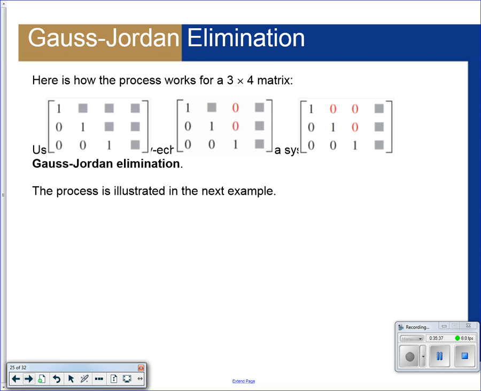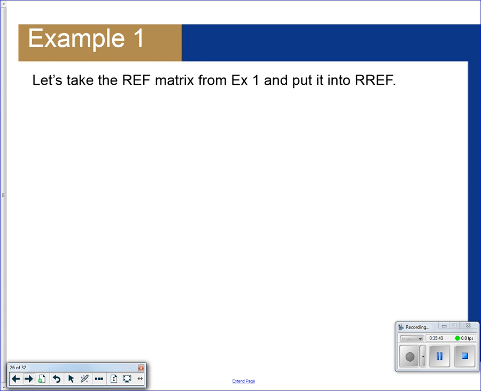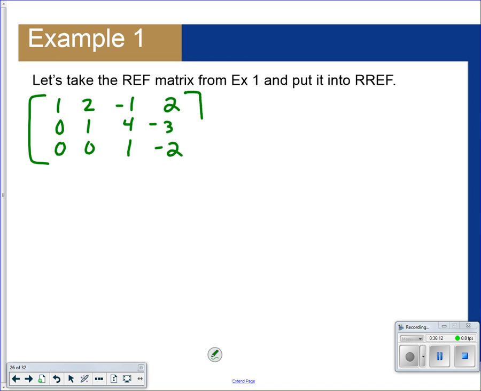So you can see this is how it works for the 3x4 matrix. It has written out just exactly what I wrote out there. And we are going to use our matrix from example 1, and we're going to put it into reduced row echelon form. So let's take our final one that we had. So 1, 0, 0, and then 2, 1, 0, negative 1, 4, 1, 2, negative 3, negative 2. And then we're going to put that into reduced row echelon form.